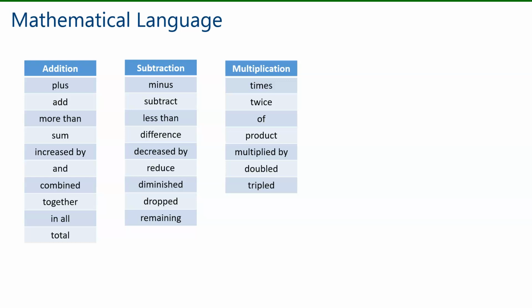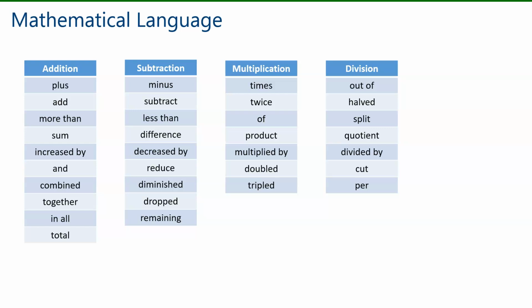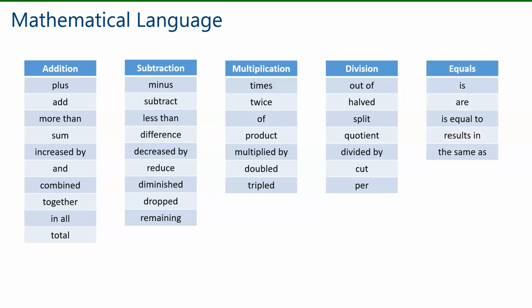Multiplication, words like times, twice, of, product, multiplied by, doubled, tripled. For division: out of, halved, split, quotient, divided by, cut, per. And then a few words or expressions for the idea of equality: equals, is, are, is equal to, results in, the same as. These are some of the more common words, and these are certainly not all-inclusive lists, meaning there are other words that could easily be put into these tables. These are just some of them.